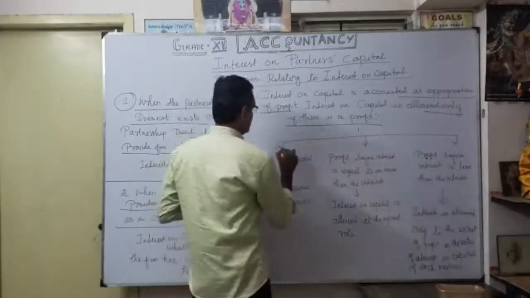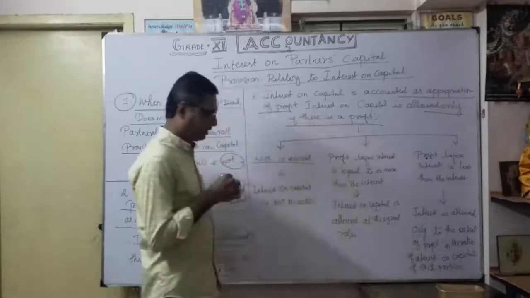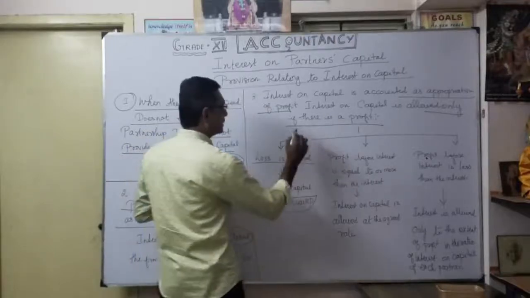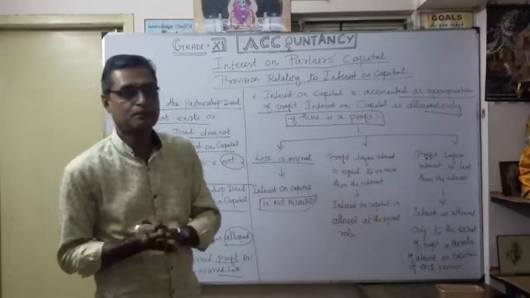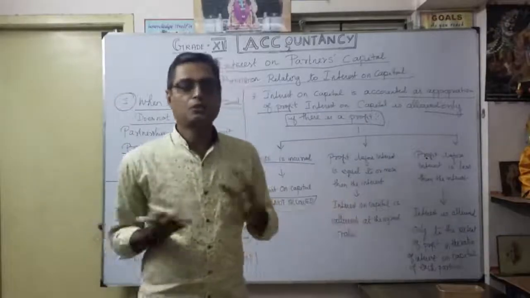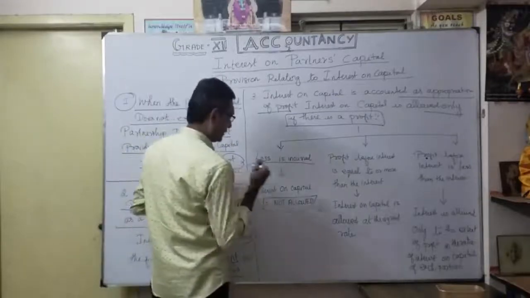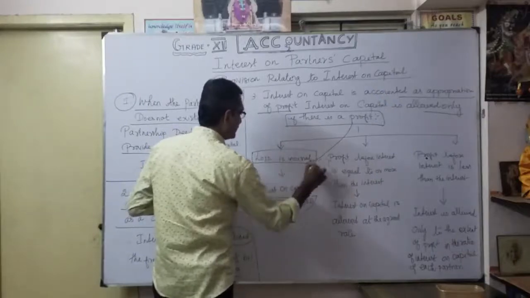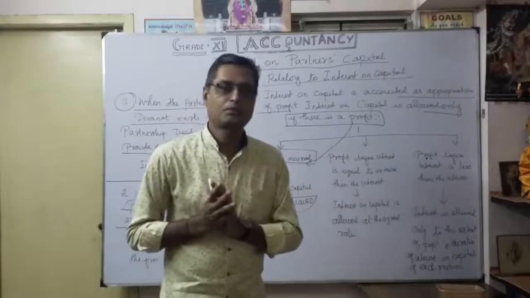Totally three situations. First one: if a loss is incurred, naturally interest on capital is not allowed, because the heading is that only if there is a profit are we going to calculate interest on capital. If it is a loss, there is no question of charging interest on capital. Very simple. If a loss is incurred, interest on capital is not allowed. That's our situation number one.